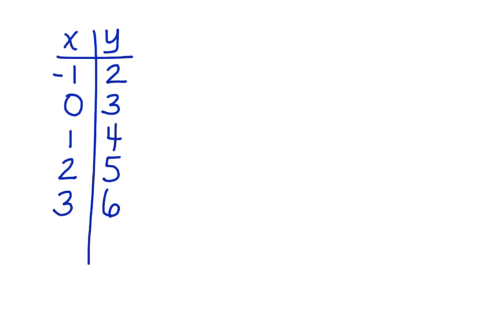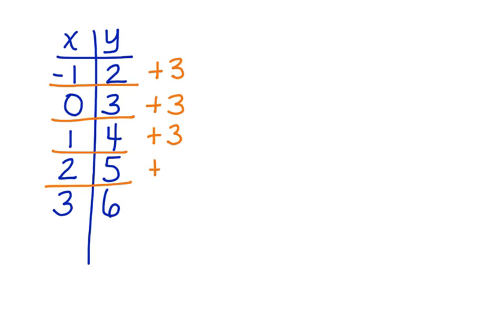x to get y. From -1 to 2, you can see that 3 was added. From 0 to 3, 3 was added. From 1 to 4, 3 was added. From 2 to 5, 3 was added. And from 3 to 6, 3 was added.